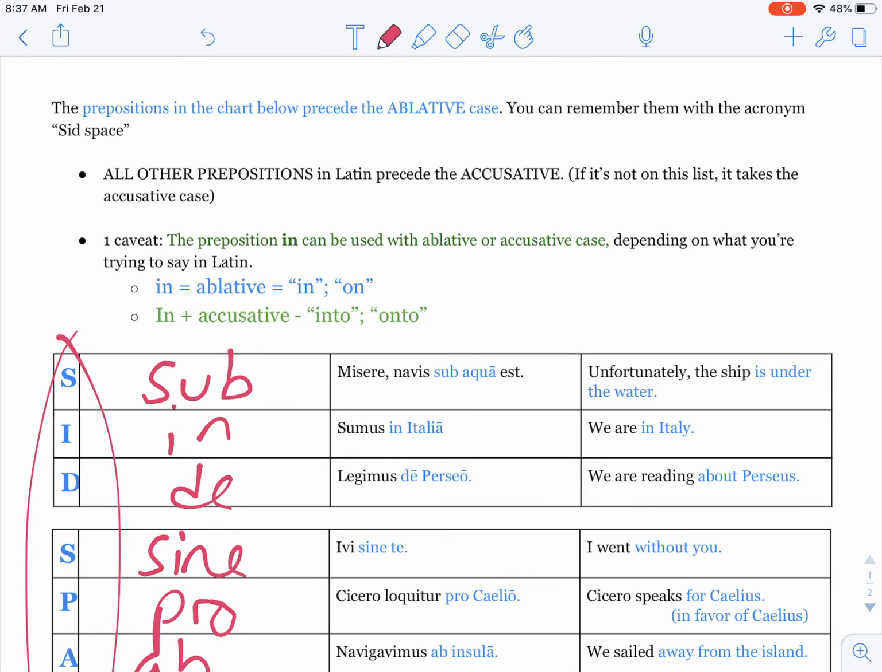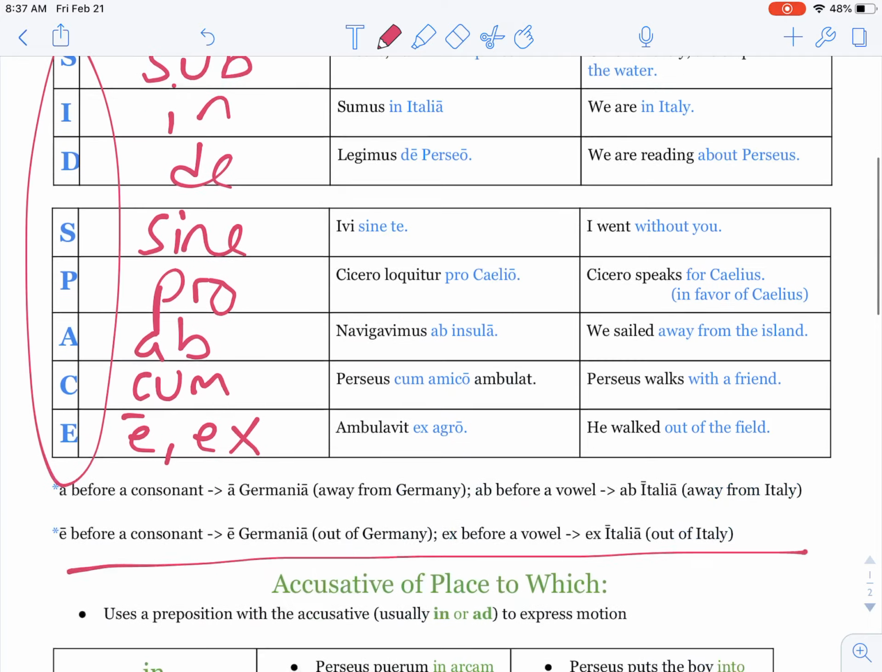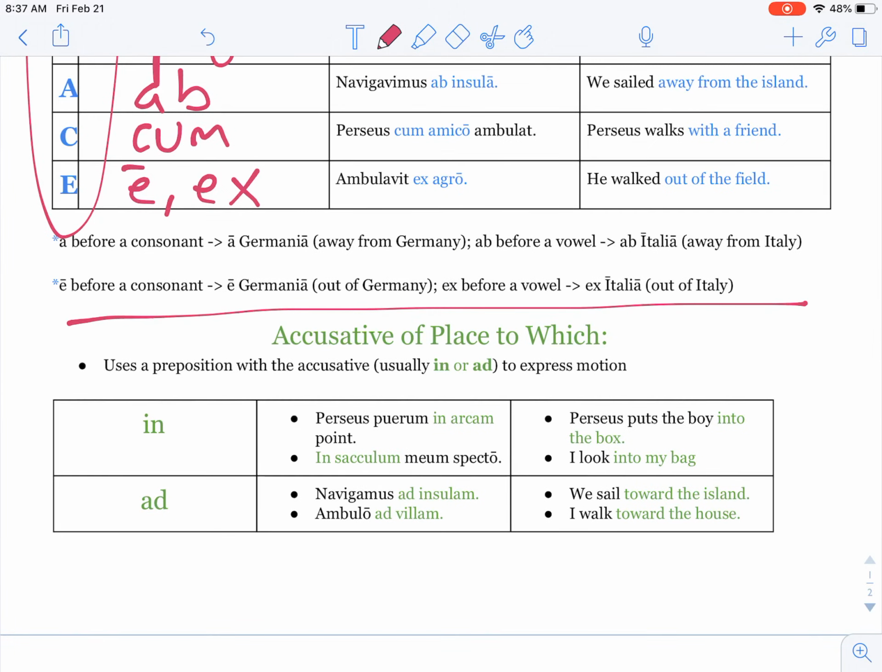For example, the preposition in, if you put it before the ablative, it can mean in or on. If you put it before the accusative, it means into or onto. We call this the accusative of place to which. So when you're talking about motion, you're using the accusative case. So in arcam, into the box. In saculum, into my bag. If I just had in arca, it would be in the box, or in saculo, in the bag. And the difference there is motion.